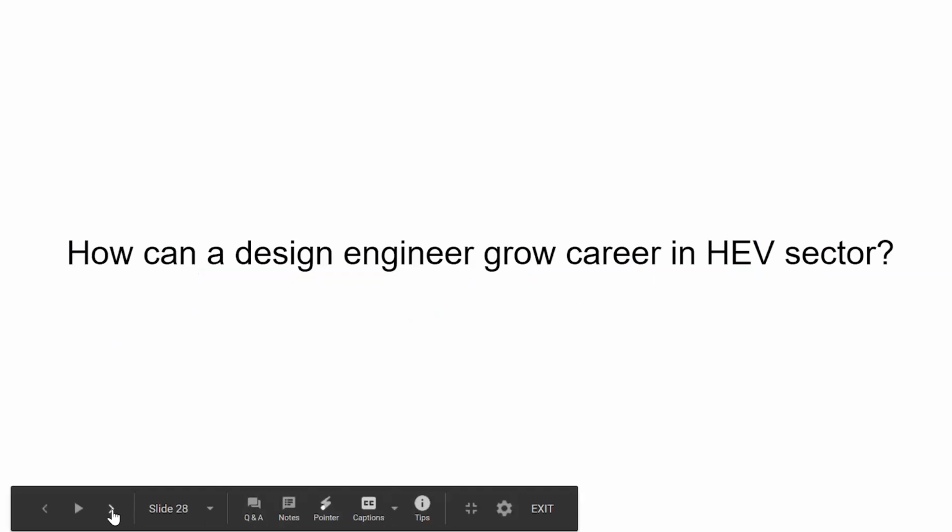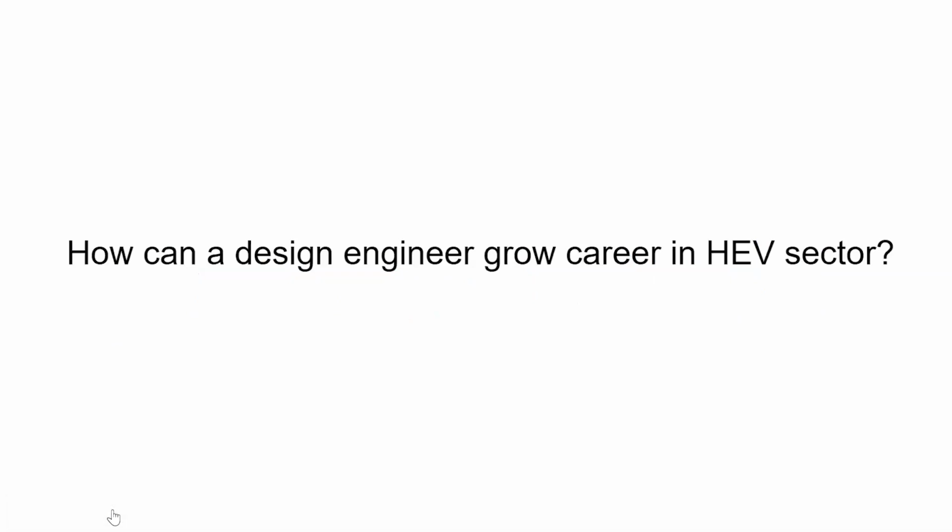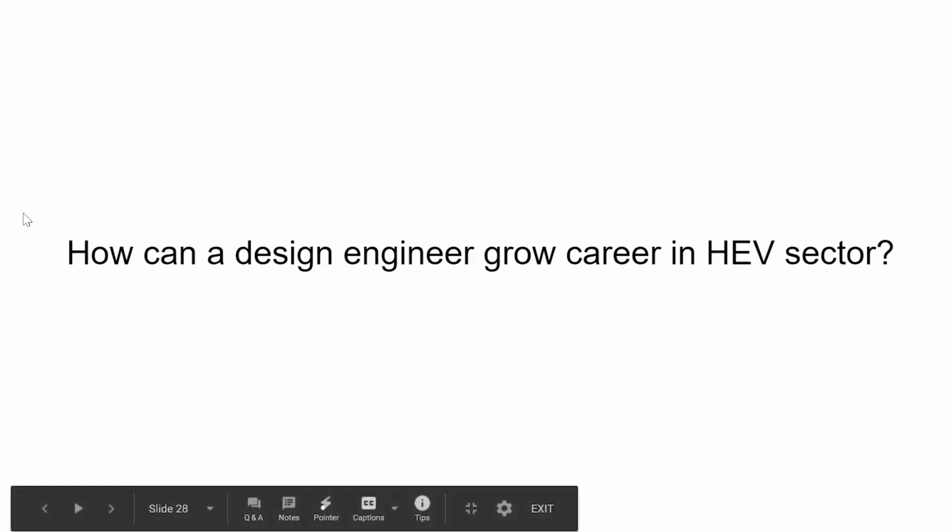How can a design engineer grow a career in the HEV sector? For a design engineer, I believe it's about 3D model designing. If that is the question, then there is a lot of packaging related work in hybrid electricals because you have so many components, and you have to fit all of them in the car. So there are a lot of design activities to see how you can design the internal structure of the vehicle so that you can fit all of these components and make efficient use of the packaging space.